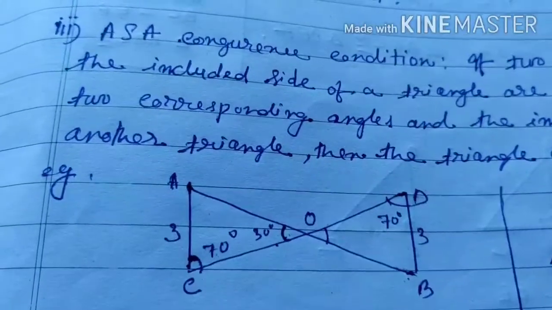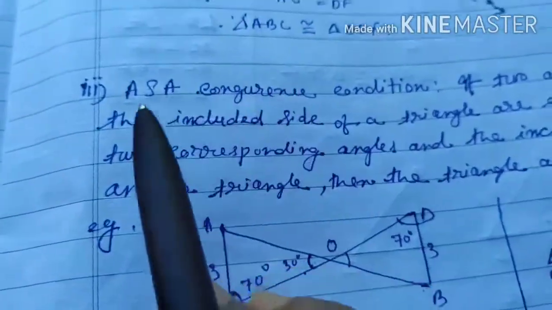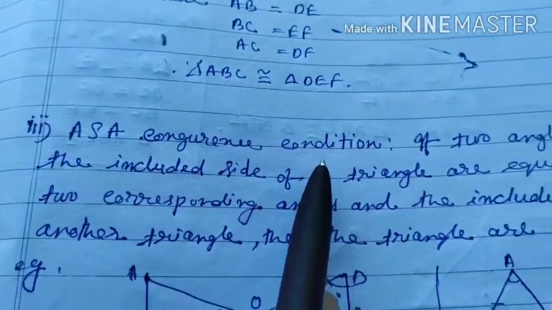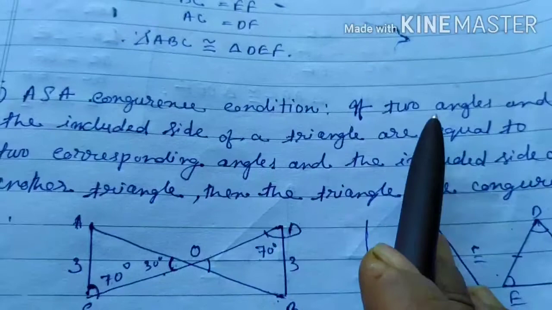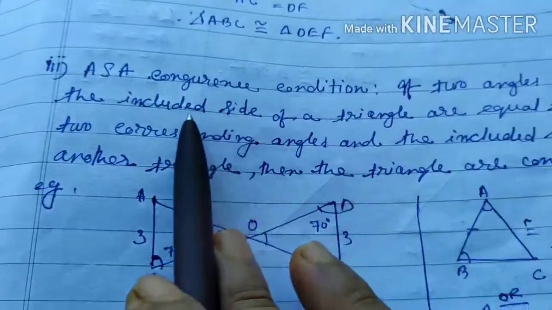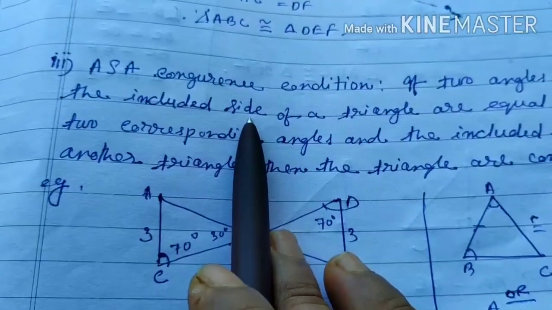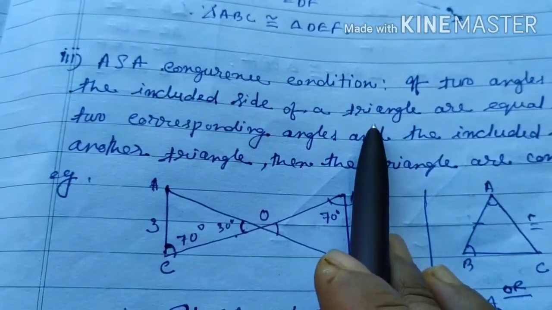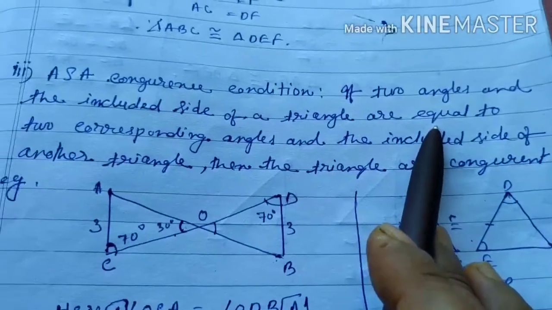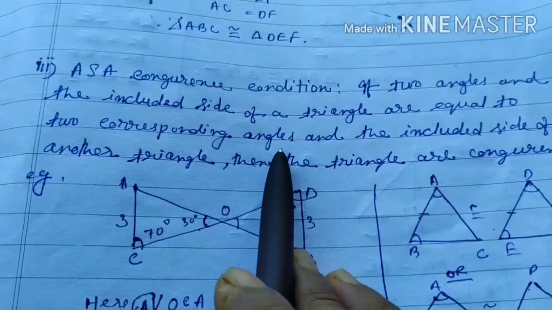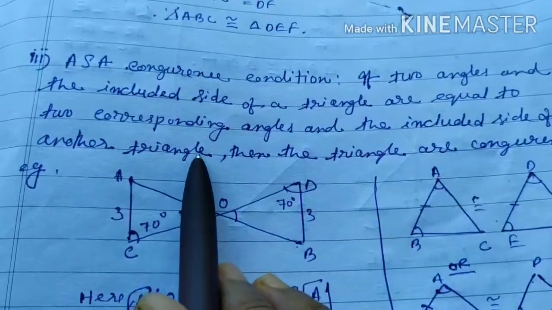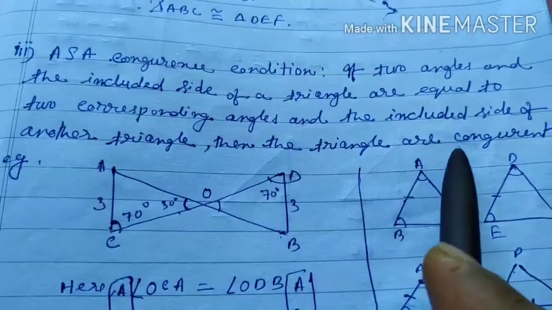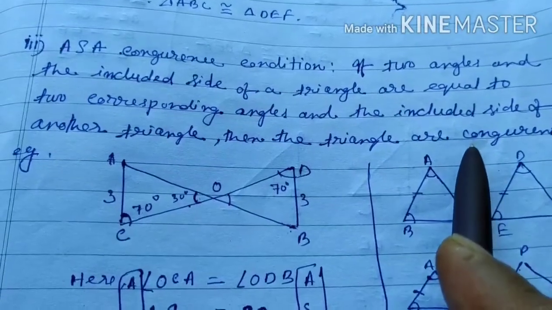Next, let's see the angle side angle congruence condition. If two angles and the included side of a triangle are equal to the corresponding two angles and the included side of another triangle, then the triangles are congruent.